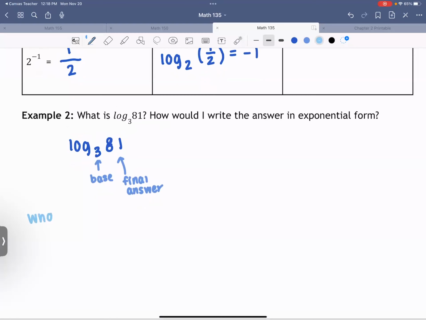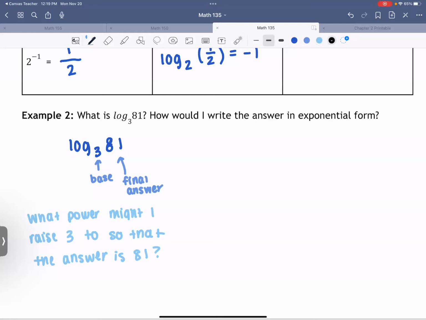What power might I raise 3 to, so that the answer is 81? Now, it is kind of hard to think about that. Like, 3 to the what power is 81? Personally, I think students find it easier this way: when you're trying to find a log, it's easiest to write it in exponential form first, and then it's easier to conceptualize what I need to do to figure out the answer.